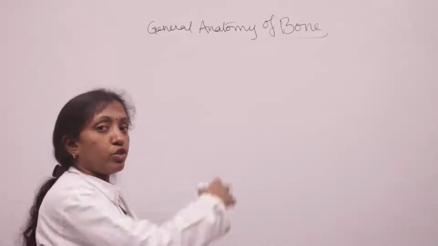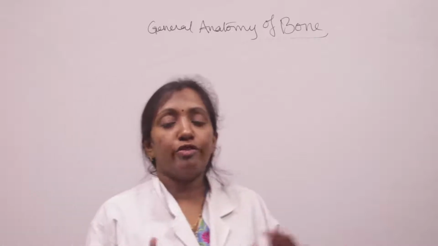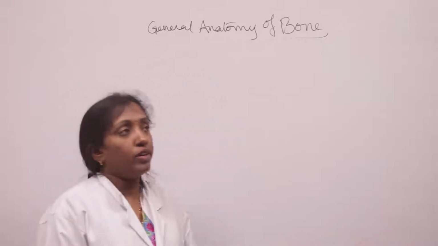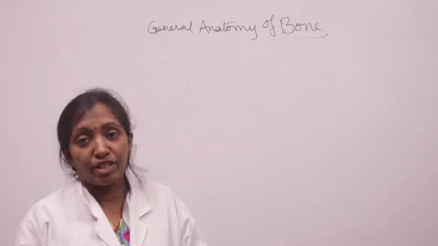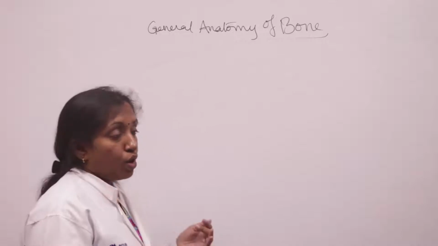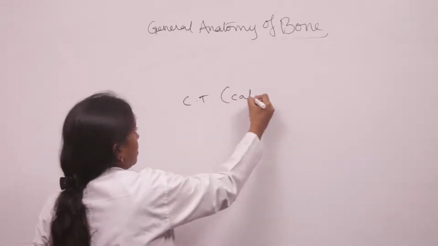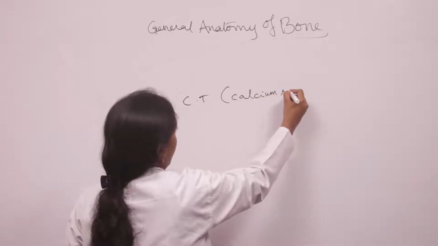So today we are discussing bone. General anatomy of bone: a few points. Bone is a connective tissue made up of calcium salts. The inorganic component consists mainly of calcium carbonate and calcium phosphate.